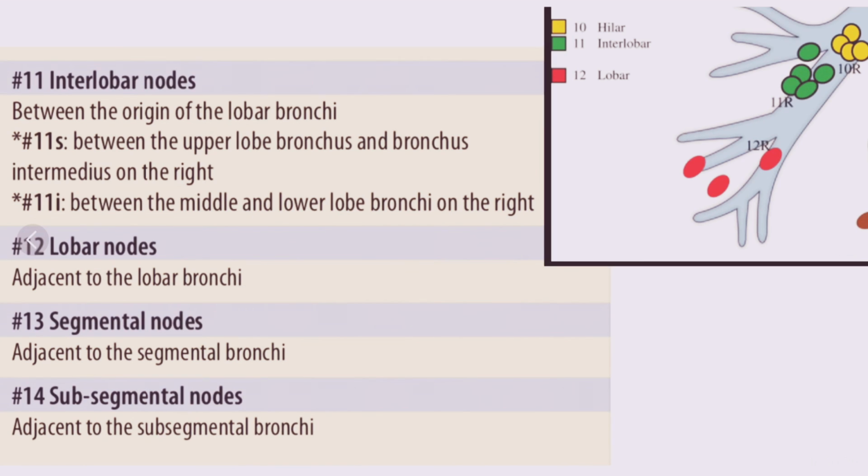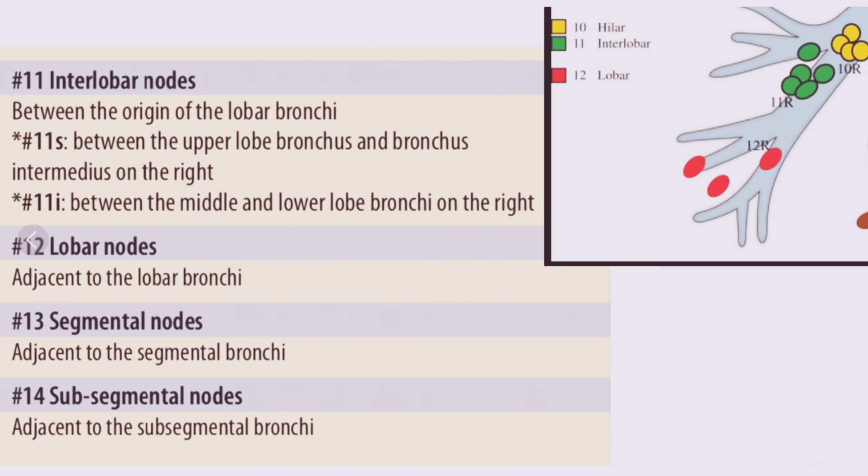Then they are talking about the 11, 12, 13 and 14 lymph node stations. So 11 is interlobar nodes, and then comes lobar nodes, which is station 12, which are adjacent to the lower bronchi. Then come segmental nodes, which are adjacent to the segmental bronchi, and then come subsegmental lymph nodes, and these subsegmental lymph nodes are adjacent to the subsegmental bronchi.